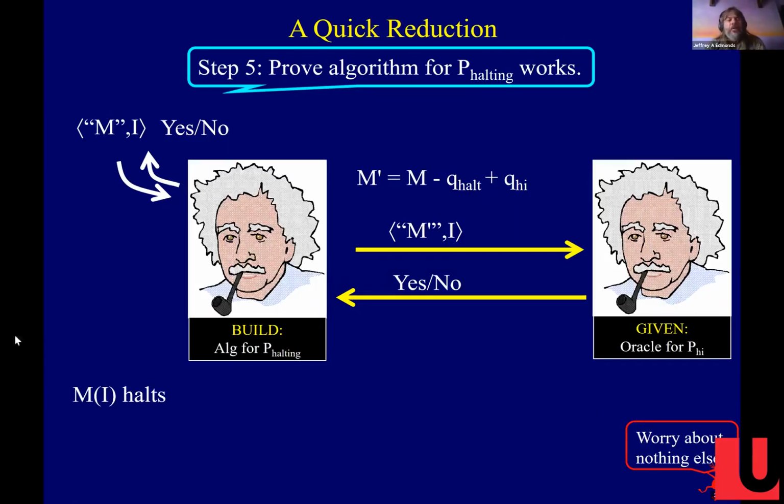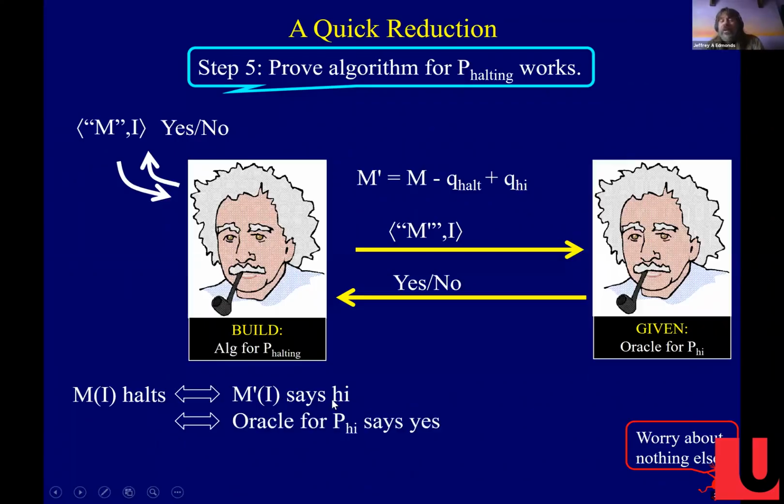How do we do that? Well, we have to prove that if M and I halts, then what? If M and I halts, then we proved already that M prime and I says hi. That's an if and only if. That's how we designed M prime, so that it says hi if and only if M and I halts. And if M and I halts, then the oracle says yes. The oracle says yes if and only if M prime says hi. That's the oracle's job.